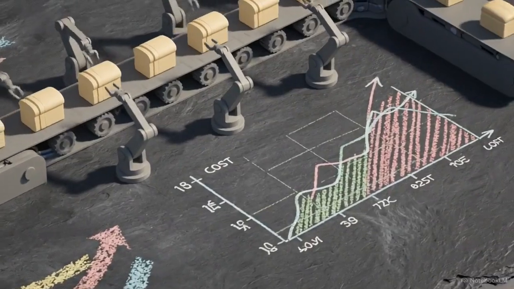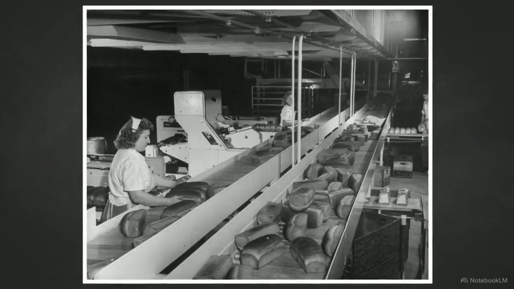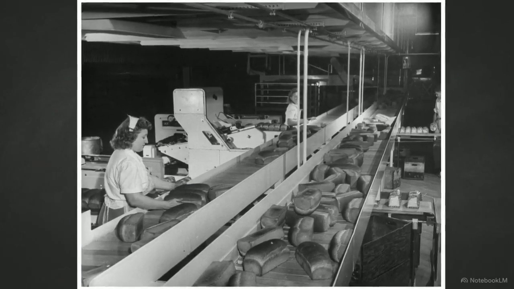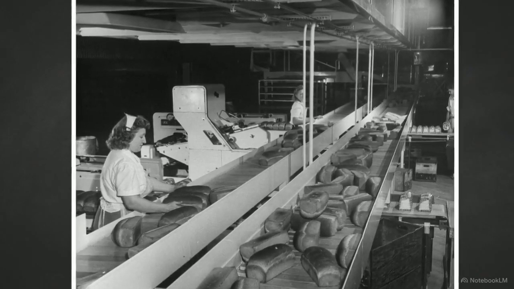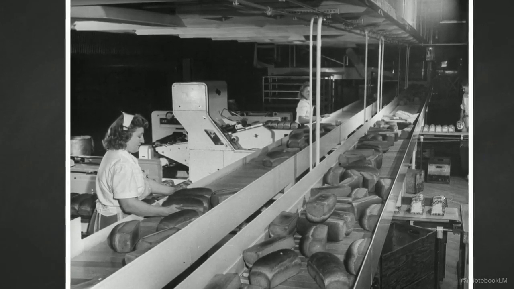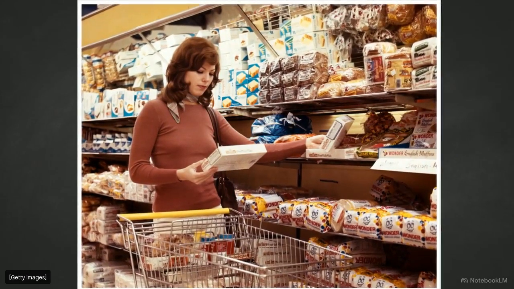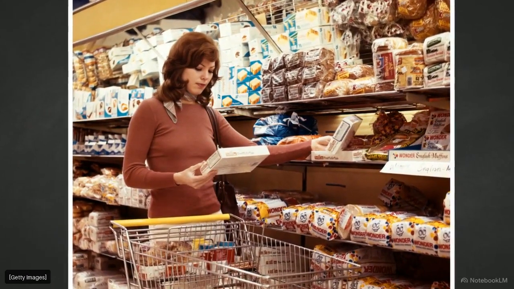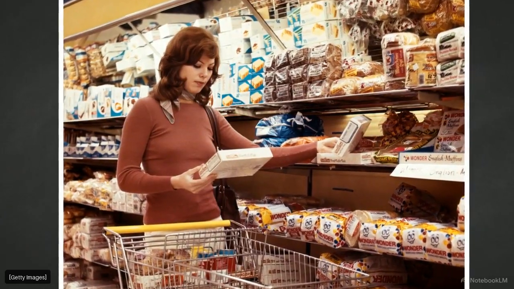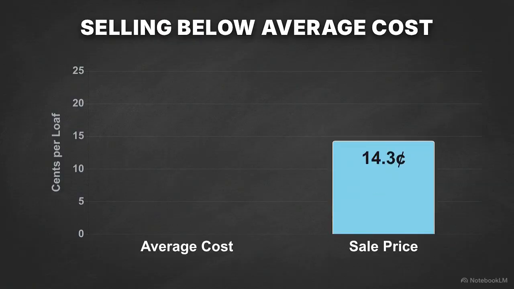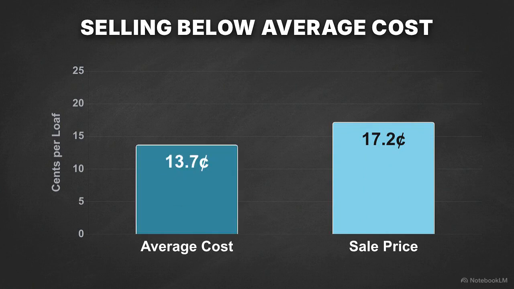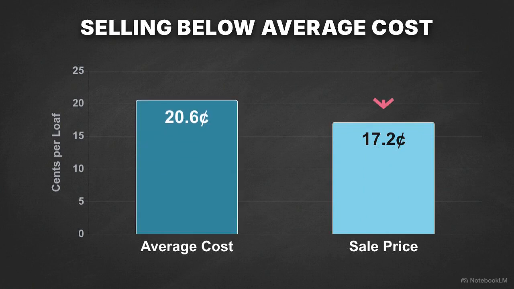These abstract curves have concrete consequences in the corporate world, as seen in the 1970s commercial baking industry. At the time, massive bakeries were locked in a fierce price war to capture regional markets. ITT Continental Baking, the producer of Wonder Bread, was sued by a competitor for predatory pricing. The accusation was that Continental was selling bread at 17.2 cents a loaf, well below their average cost of 20.6 cents, to drive rivals out of business.